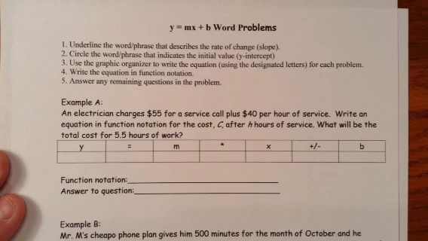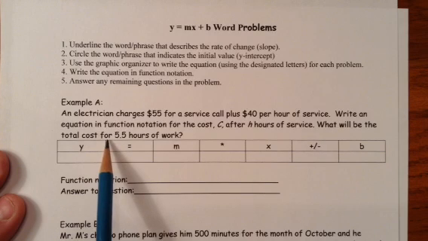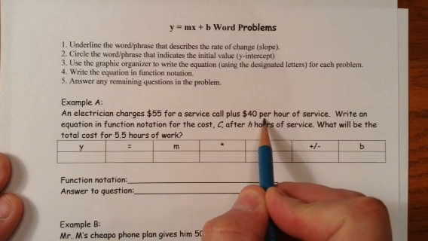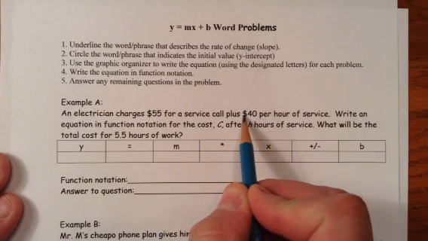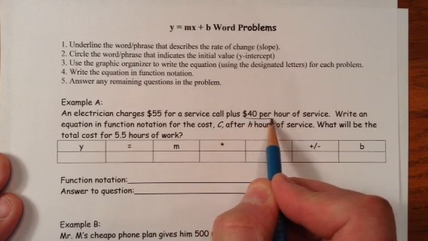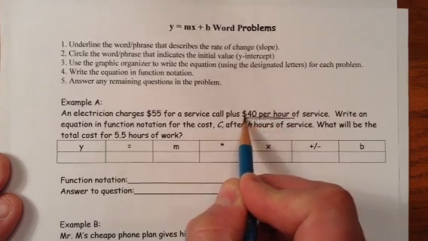So, we read example A. An electrician charges $55 for a service call plus $40 per hour of service. Write an equation in function notation for the cost, C, after H hours of service. What will be the total cost for 5.5 hours of work? So, we're going to look for the rate of change. And anytime we have something per hour or days per week, anything like that, more than likely that's going to be our slope.